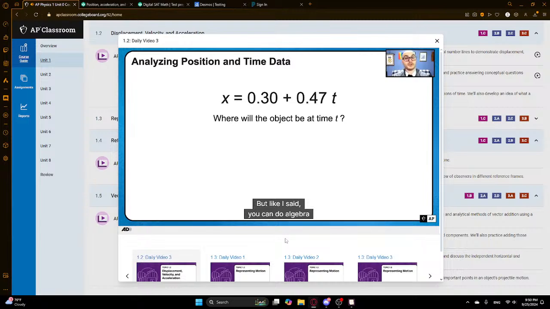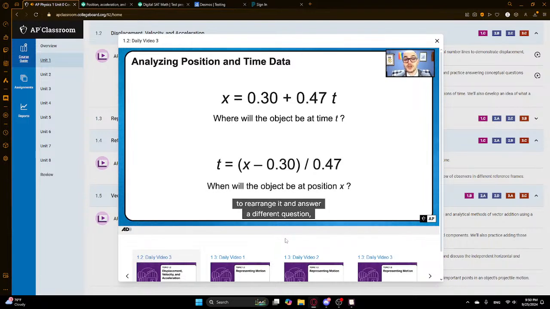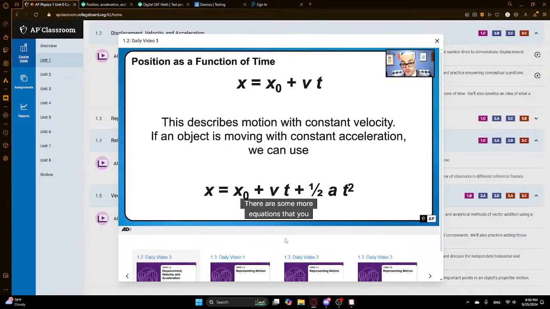But like I said, you can do algebra to rearrange it and answer a different question, like when will the cart be at position x? That bottom function takes an input of x and tells us when the cart will be there. There are some more equations that you should recognize that relate position, velocity, acceleration, and time.